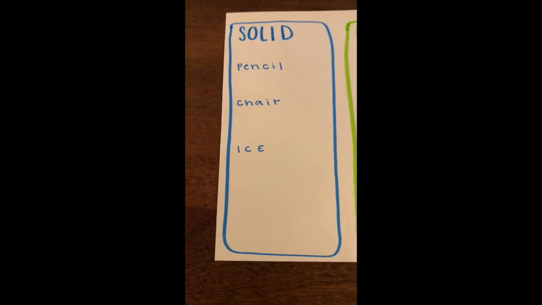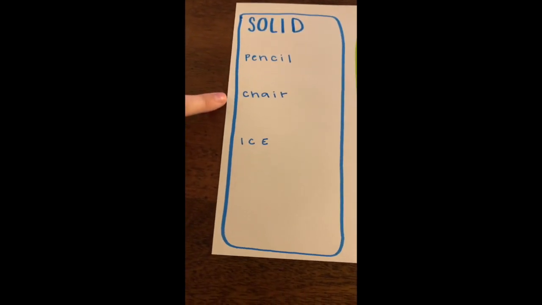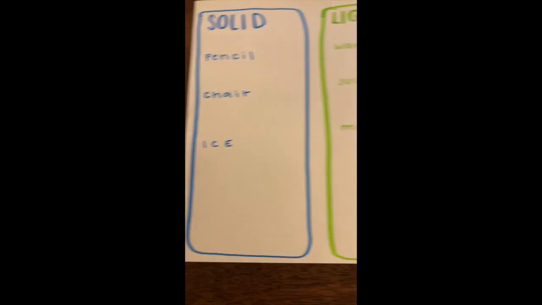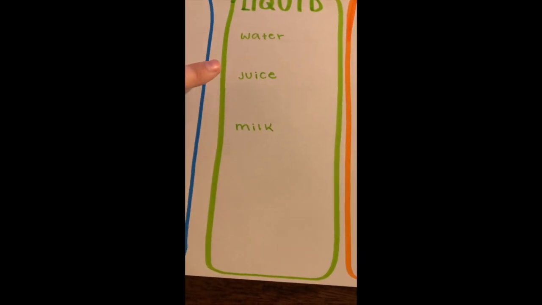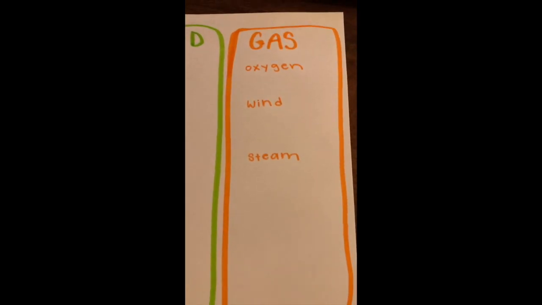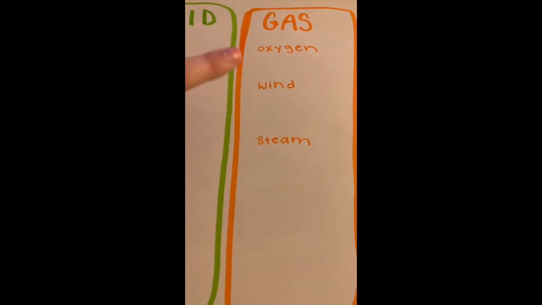The solids, you should have gotten a pencil, a chair, and a piece of ice. For the liquids, you should have gotten water, juice, and milk. And for gas, you should have got oxygen, wind, and steam. For the bonus question, the answer is heat. How does a solid turn into a liquid, and how does a liquid turn into a gas? By heat. And an example is the activity that we just did. If you put a piece of ice in hot water, or if you heat water up.